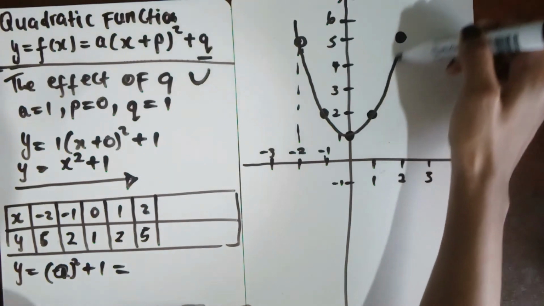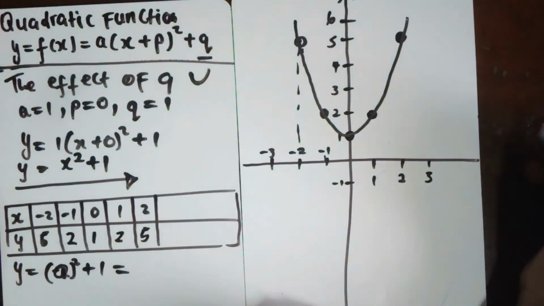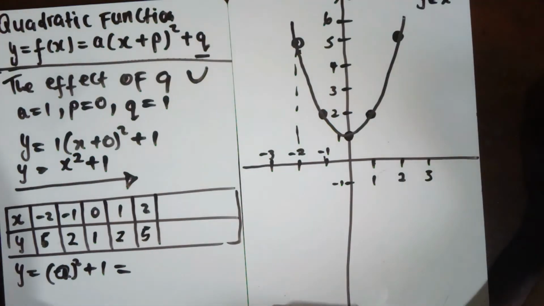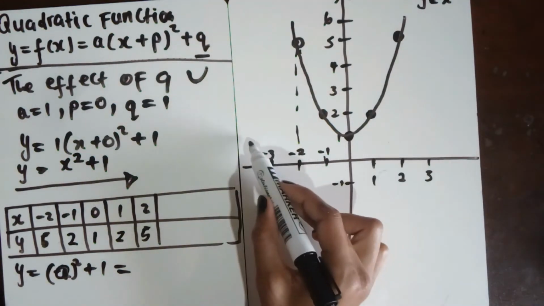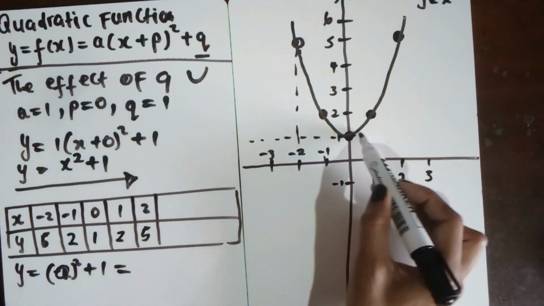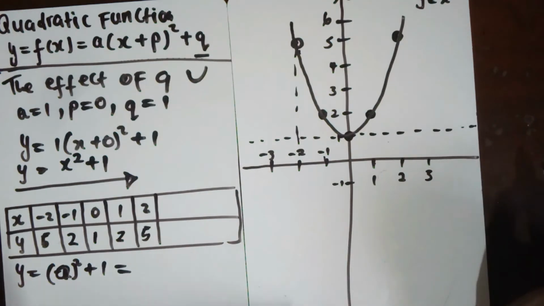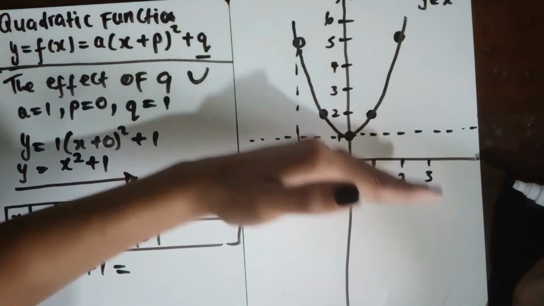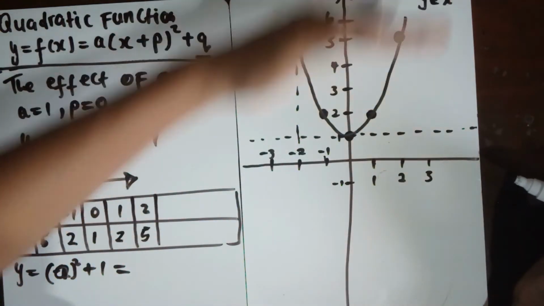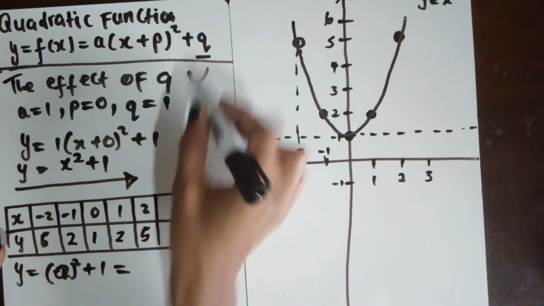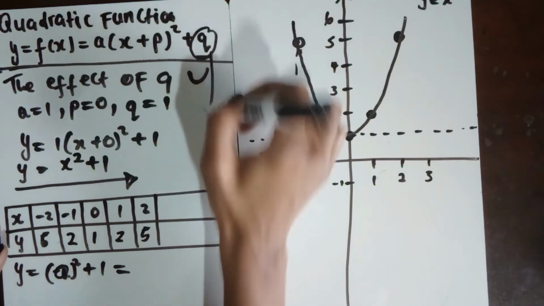You must notice something in comparison to that graph that you first plotted of y equals x squared. What are you noticing? It seems as if our graph has shifted by 1 point up. You see? So normally that graph would have its minima here. But it seems like every point has actually shifted by 1 point up, right? And that is the effect of Q. That Q, we actually call it the vertical shift.